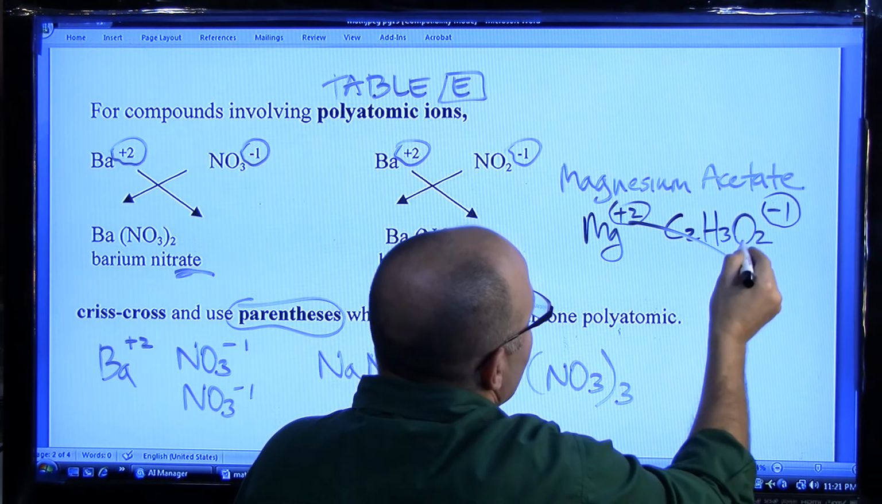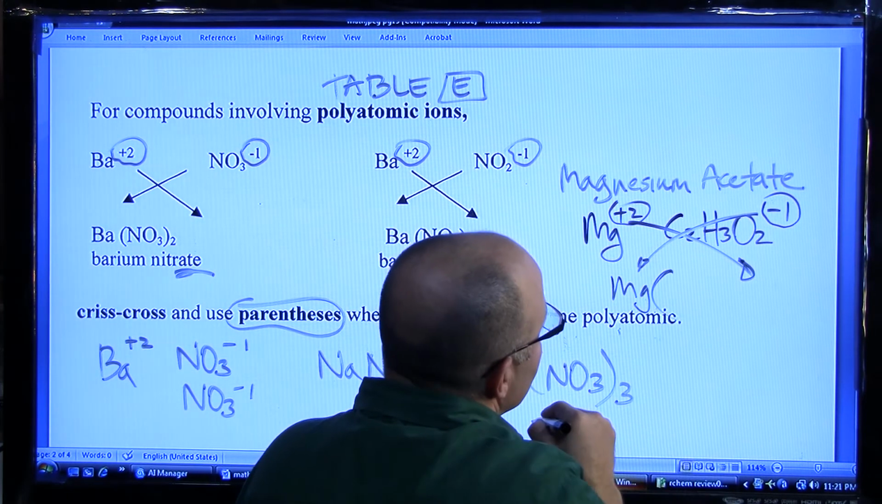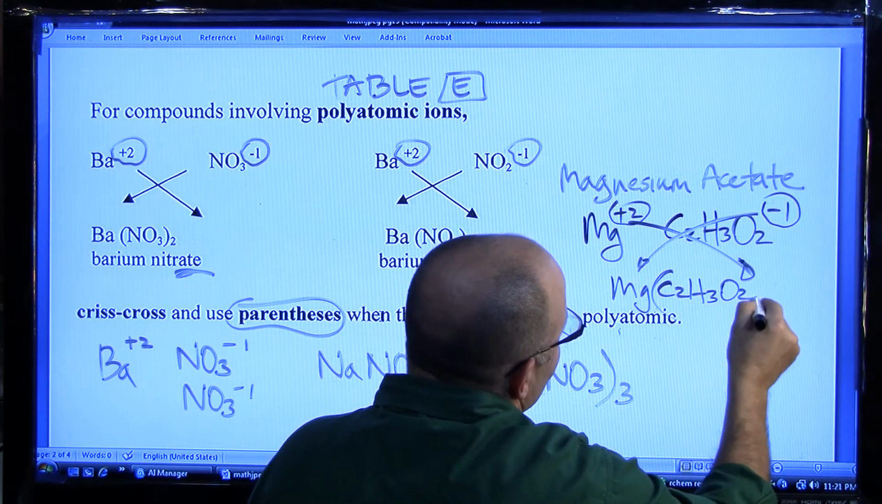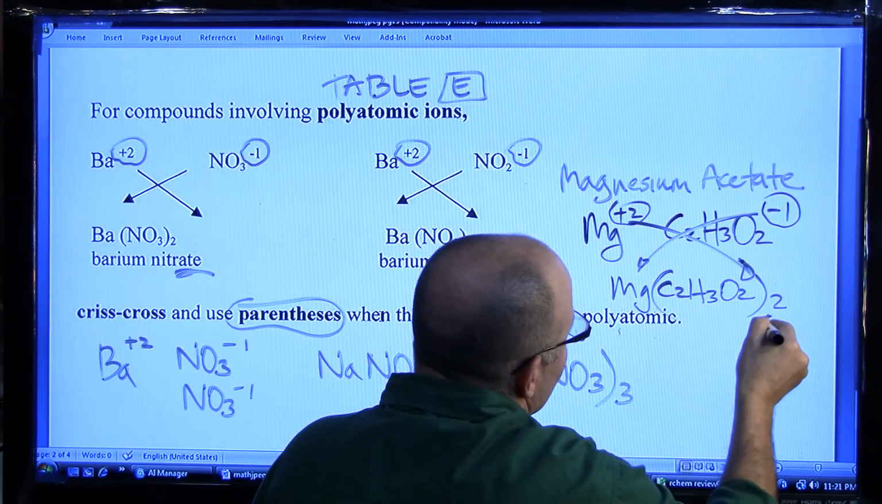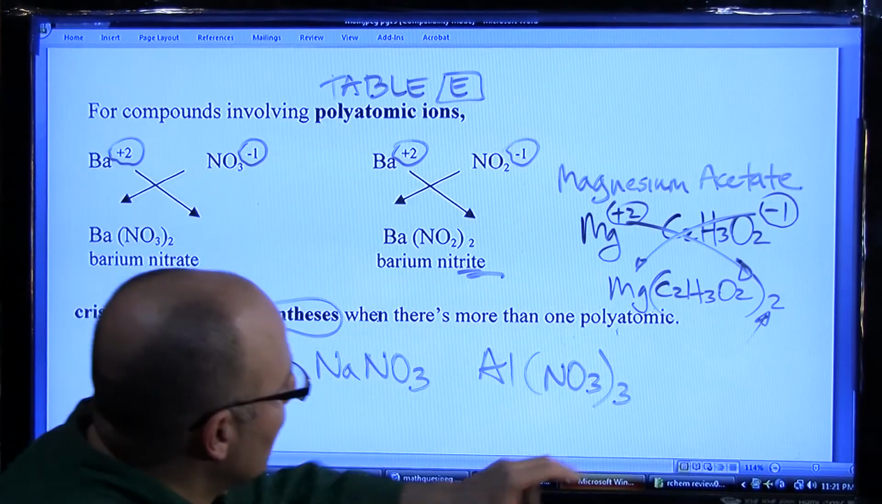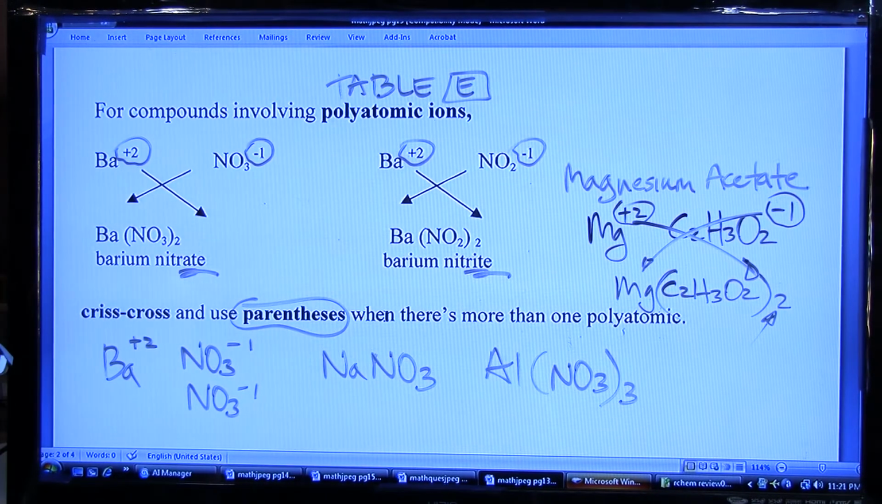Let's crisscross again. We get Mg, parentheses, because we'll need more than one, acetate ion, and put a 2 there. That's the key there, putting the 2 outside of the parentheses, indicating that you need 2 acetates to balance the magnesium. So that's pretty simple.